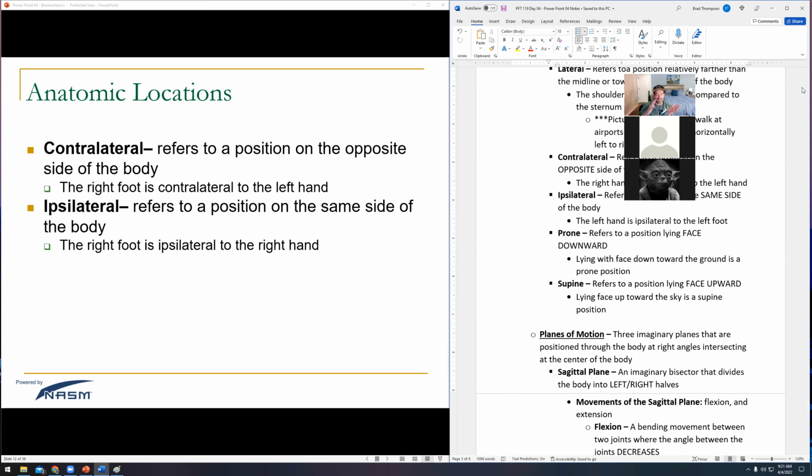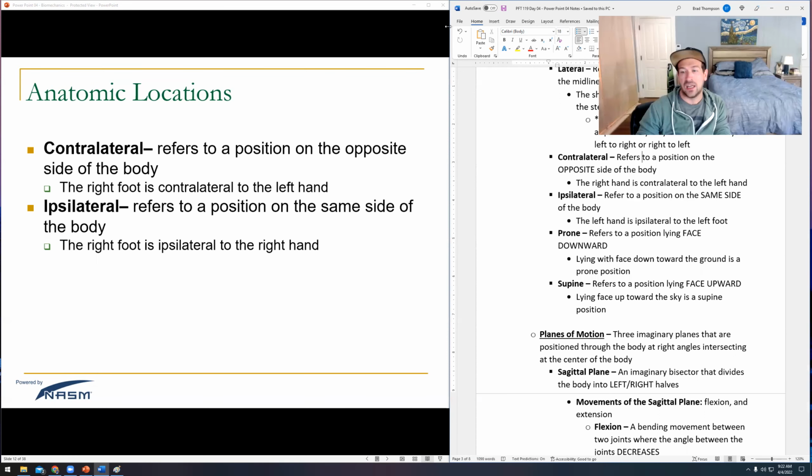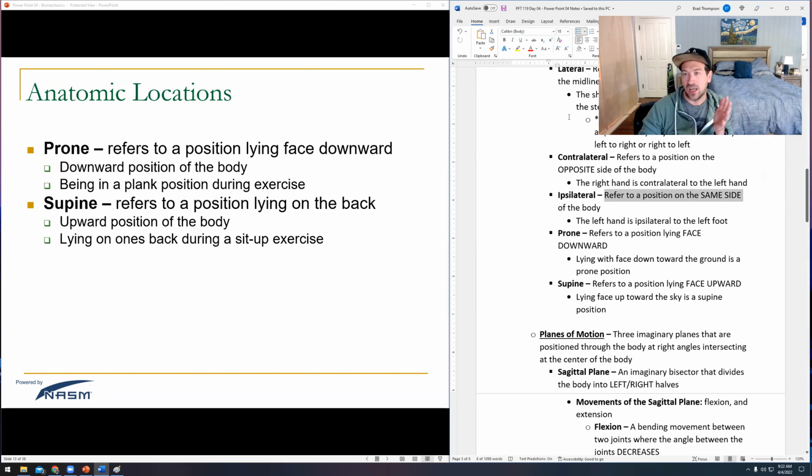Contralateral is on the opposite side of the body. So my left eye is contralateral to my right eye. My left eye is contralateral to my right ear. My left side of my body is contralateral to my right side. My right side is contralateral to my left side. So contralateral is on the opposite. The right hand is contralateral to the left hand. Now, ipsilateral means on the same side. So ipsilateral refers to a position on the same side of the body. The left hand is ipsilateral to the left foot or the left eye or the left ear. They're on the same side of the body.